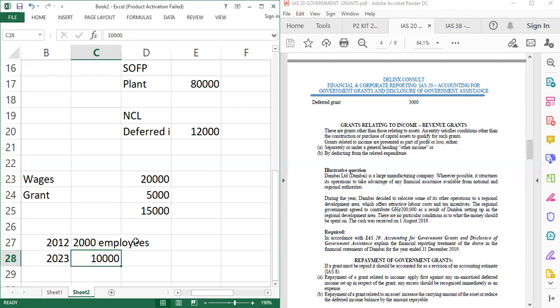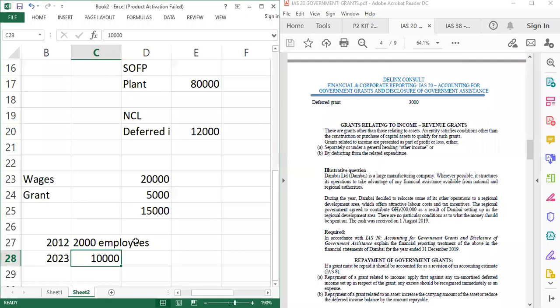And also, if there are no conditions attached to the grants, you go ahead and recognize the grant. In that case, you assume that the grant is what? It's a donation. There's no condition attached to the grant. They are not telling you to do this and do that. So you just go straight forward and recognize the grant as if it is a donation. Are we okay? All right.